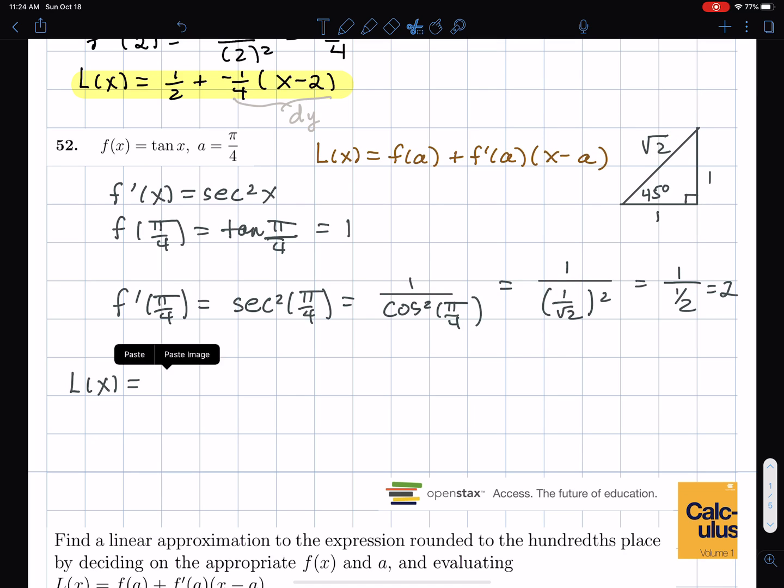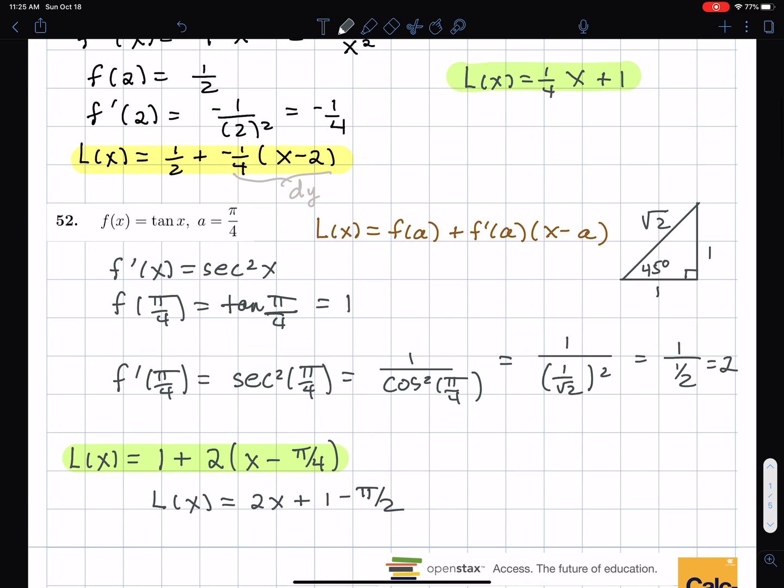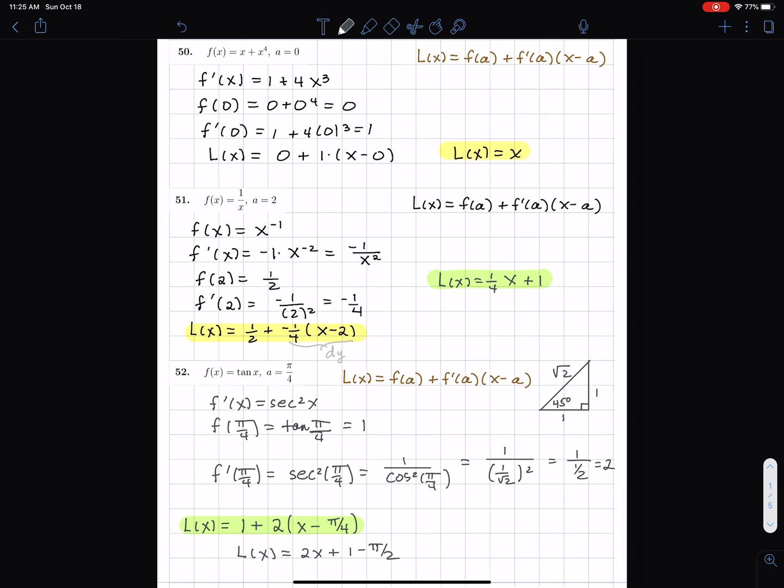So f of a we decided is 1, and f prime of a is 2. And then I have x minus a, and so that's x minus pi over 4. I think that's a decent way to write that, but it's not to say I don't know how to write this in expanded form, combining like terms. So I guess I'll do that too. I could write this as I'm showing here.